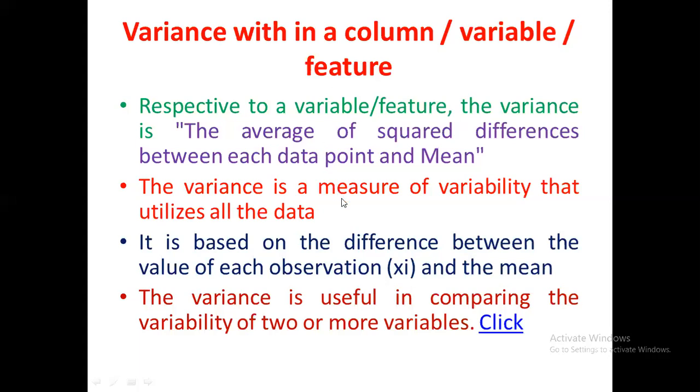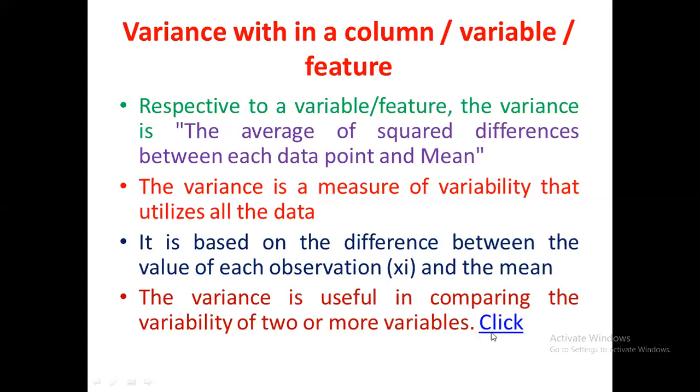Next, variance is a measure of variability that utilizes all the data. So we can use the variance for the complete data of the column, not for a single observation of that column. It is based on the difference between the value of each observation and the mean. Next, variance is useful in comparing the variability of two or more variables, that is, two or more columns or features.